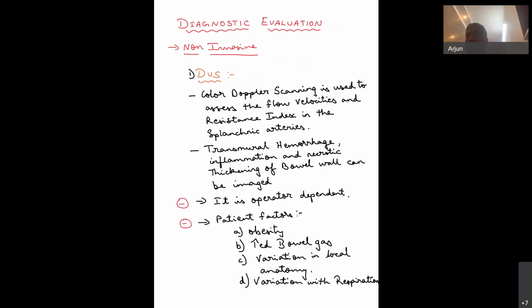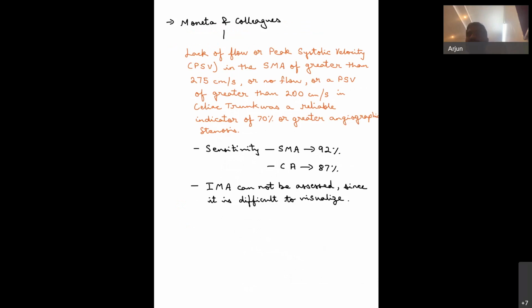The two main drawbacks of ultrasound are, one, it is operator dependent, and other patient factors such as obesity, increased bowel gas, variation in local anatomy, and variation with respiration also decrease its usability in diagnosing mesenteric ischemia. There are two criteria where we can diagnose mesenteric ischemia based on ultrasound.